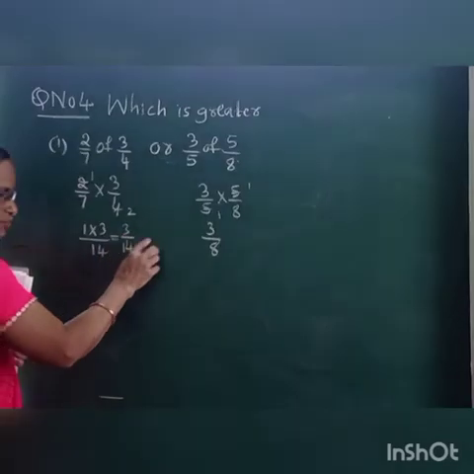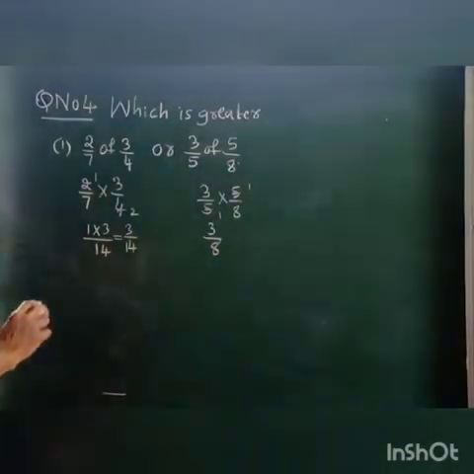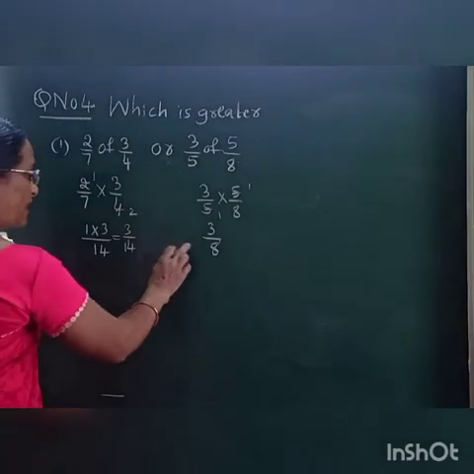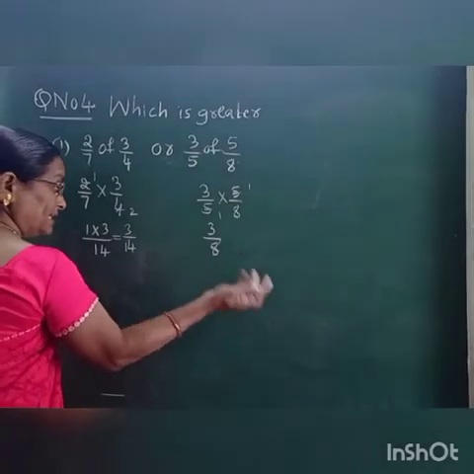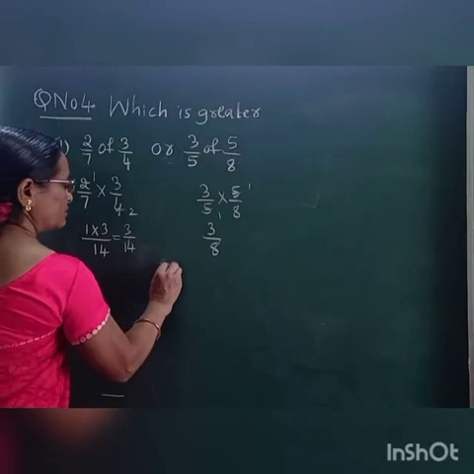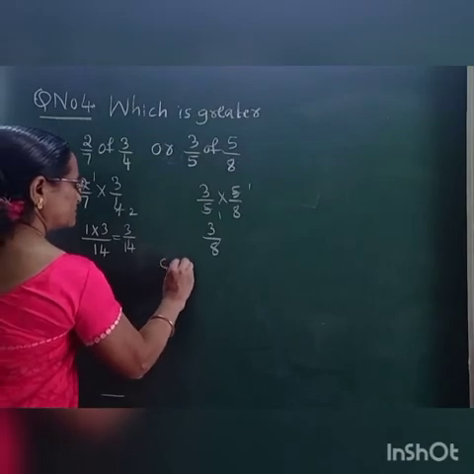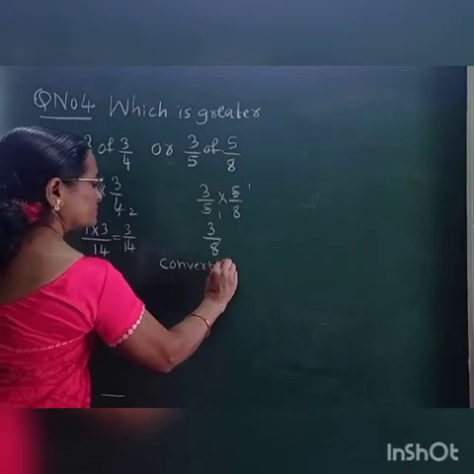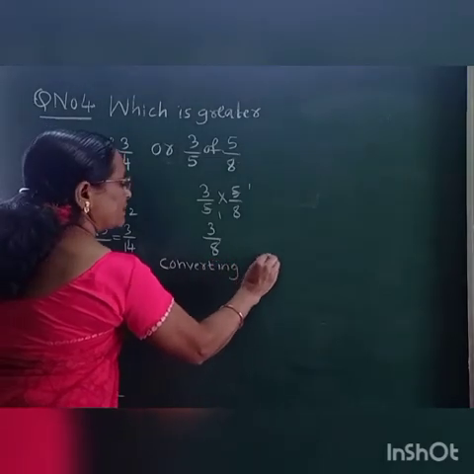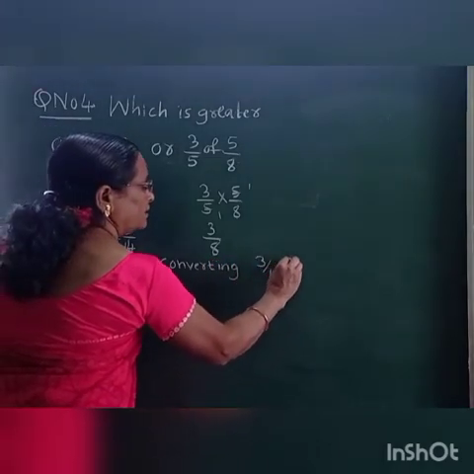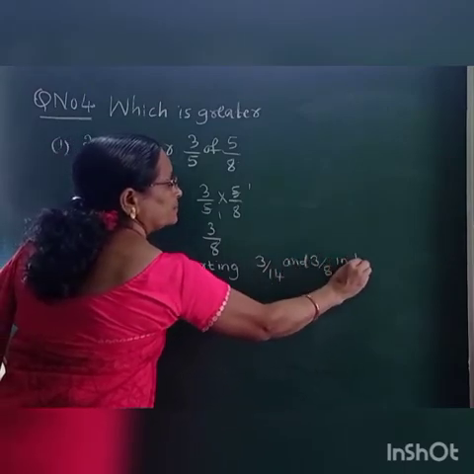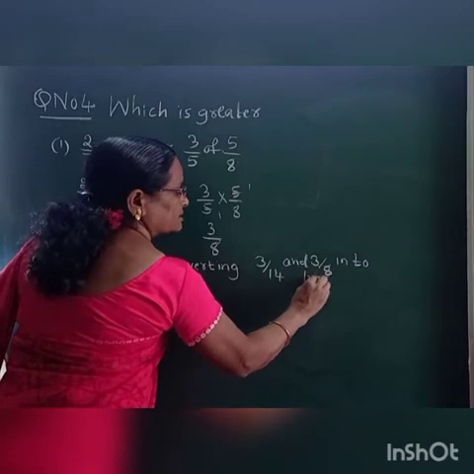Okay. Now these two fractions, we have to see what to do here now. Converting these two fractions into like fractions, converting 3 by 14 and 3 by 8 into like fractions.